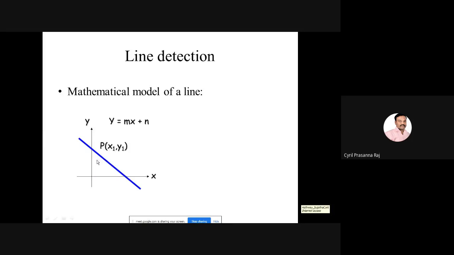Now for every point we have the relationship between x1 and y1. This is the basic relationship. Suppose you have another point on the same straight line, that will also be expressed as another expression, y2 = mx2 + n. Like that, all the points available on the straight line can be expressed as yn = mxn + n. Assume that this straight line has a starting point at this location.